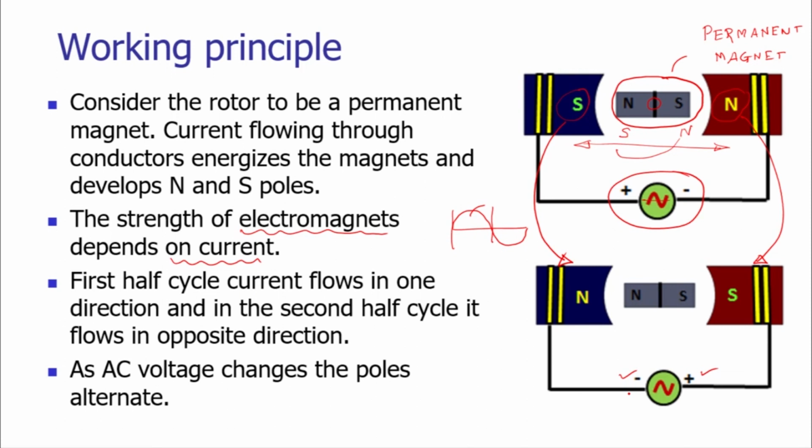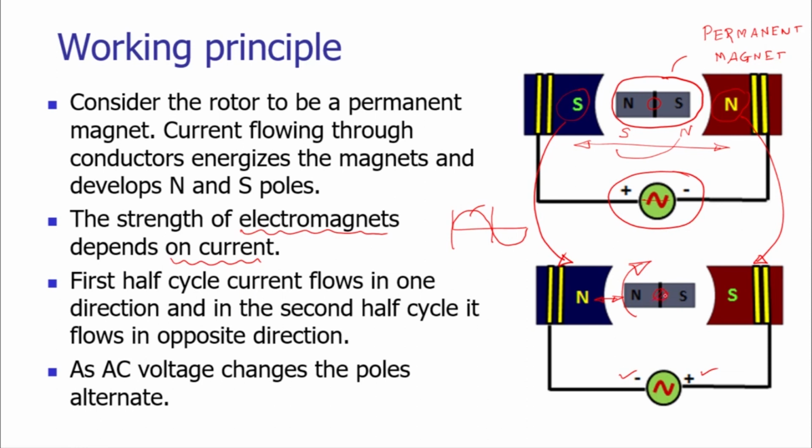Due to the reversal in the polarity, due to the reverse in the direction of flow of the current, there would be repulsion of the north pole of the rotor magnet with the north pole of the electromagnet, and there would be repulsion of the south pole of the rotor magnet with the south pole of the electromagnet. Due to this, there would again be repulsion and the rotor will rotate about its own axis.